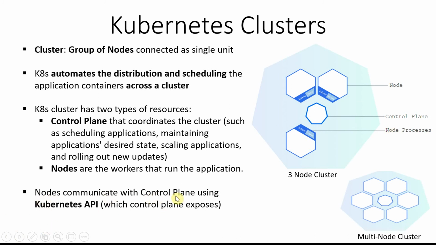The nodes communicate with the control plane using the Kubernetes API. All these nodes communicate their health information back via kubelet, and it gives the information to the Kubernetes API in the control plane. Okay, so that's about the cluster. The cluster summary is that the cluster has a control plane, and there are nodes, and they talk to each other.